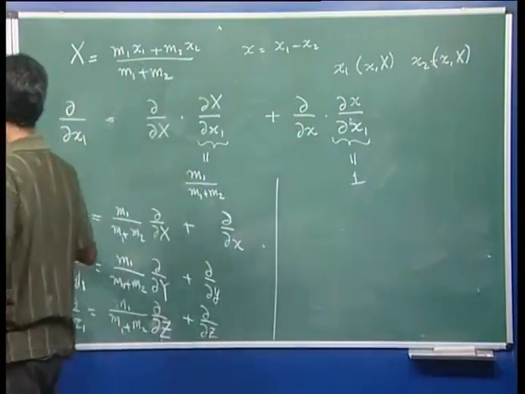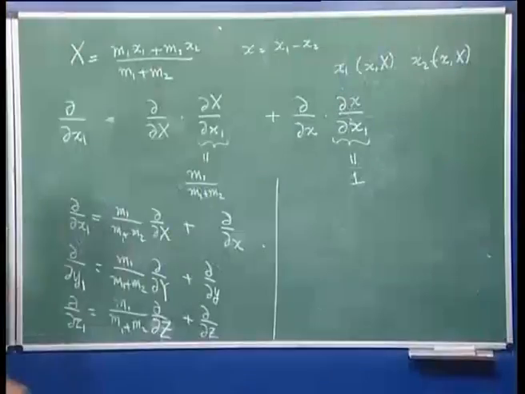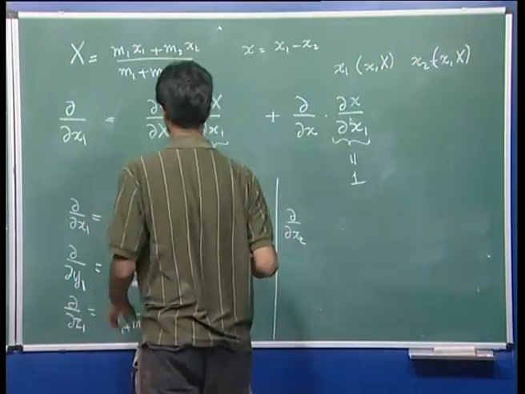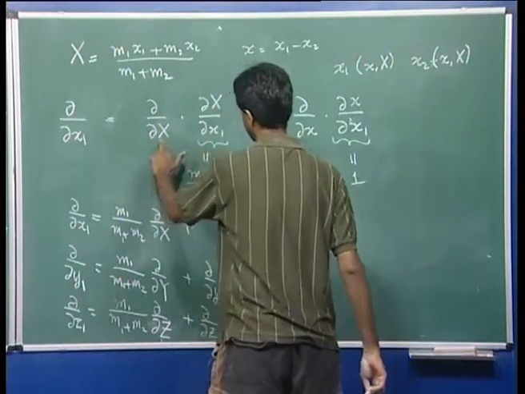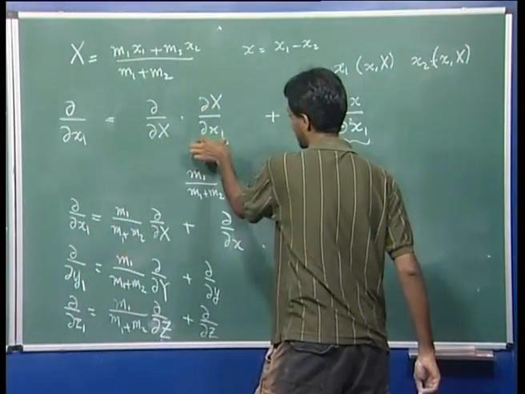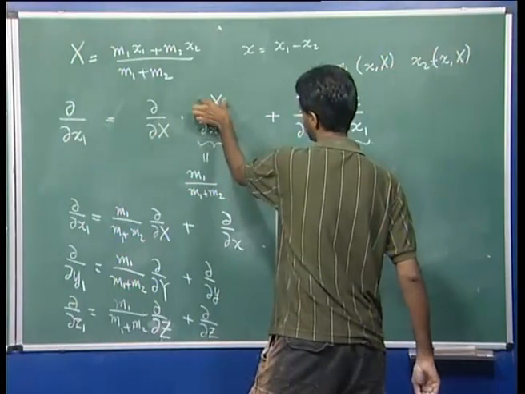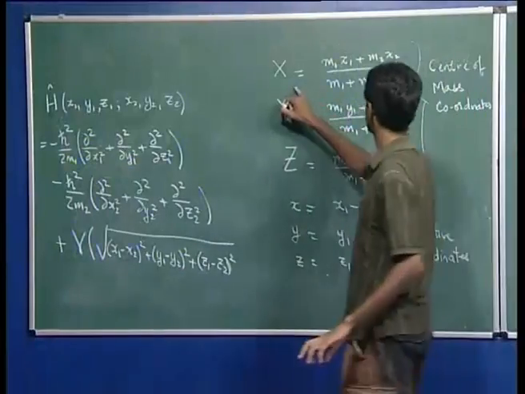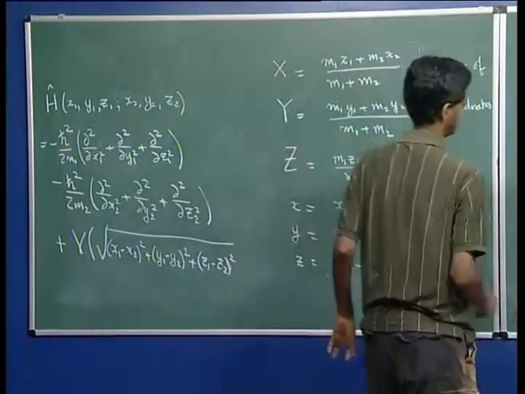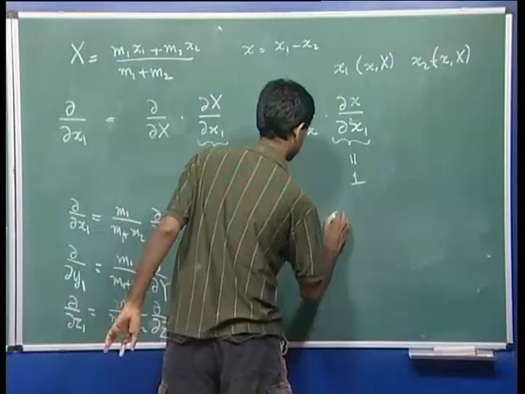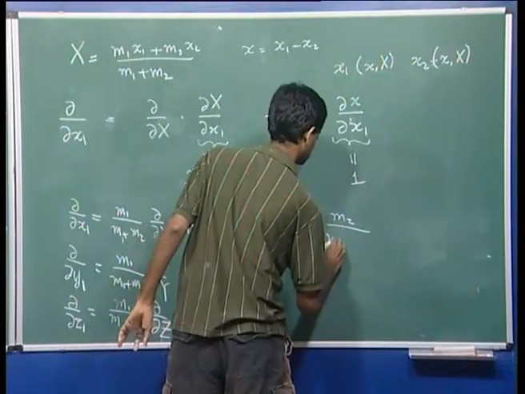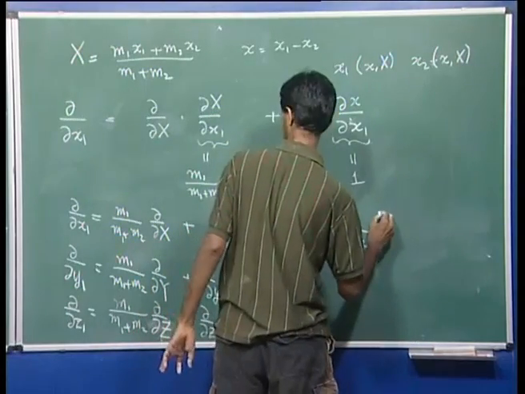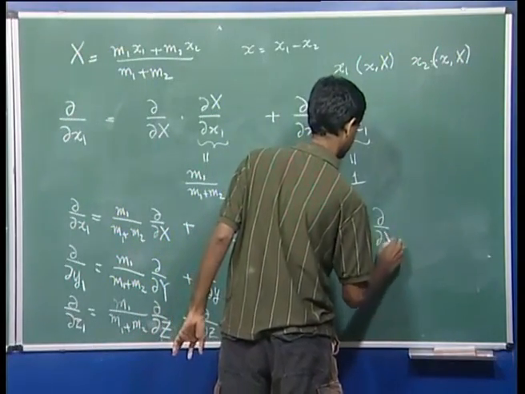If I take the derivative with respect to x2, then what I will have is d by d capital X into dX by dx2. So, partial of capital X with respect to x2, and you can see from this expression that this is just m2 divided by m1 plus m2. So, this will just be m2 d by d capital X.